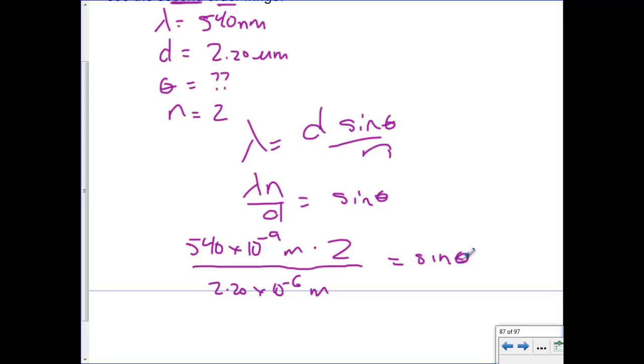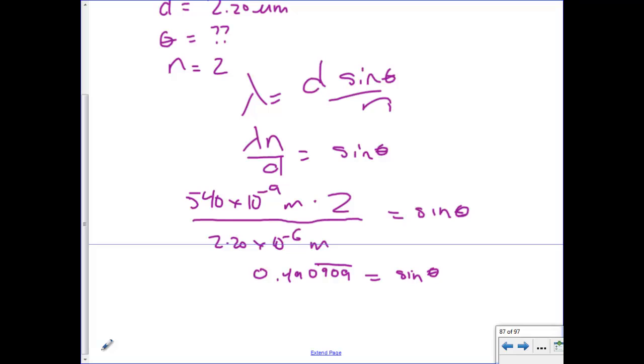Let's see how this turns out. 540 times 10 to the power minus 9 times 2. Don't forget to put the whole bottom in brackets when you divide it, right? Before I inverse sine it, I got 0.490909 repeating. So then just make sure you're in degrees. I got 29 degrees.